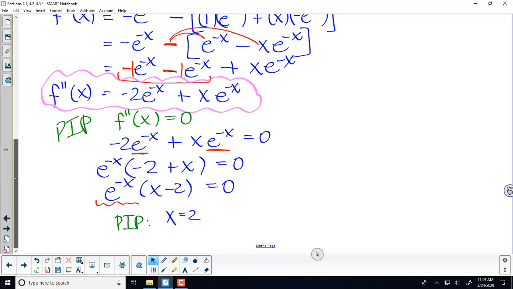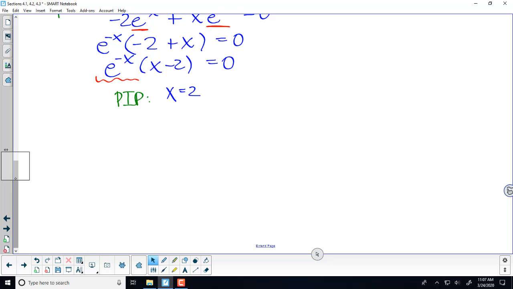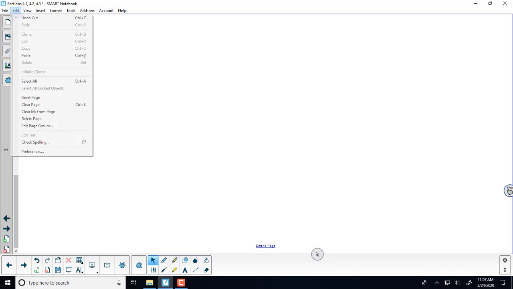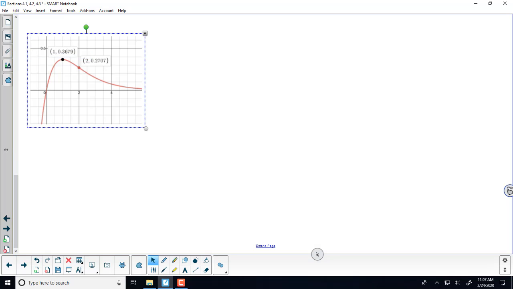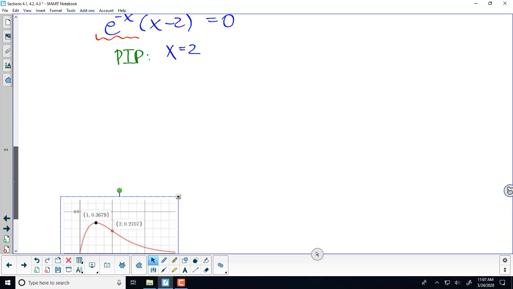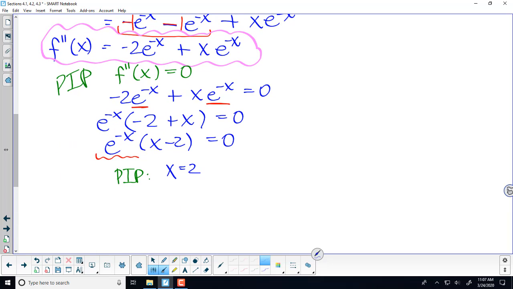So let's determine if the concavity changes at 2. We do the number line deal again, and we're substituting into the second derivative. Now I'm choosing certain values for a reason. 2 is my potential inflection point, so I'm going to choose 1 and I'm going to choose 3.